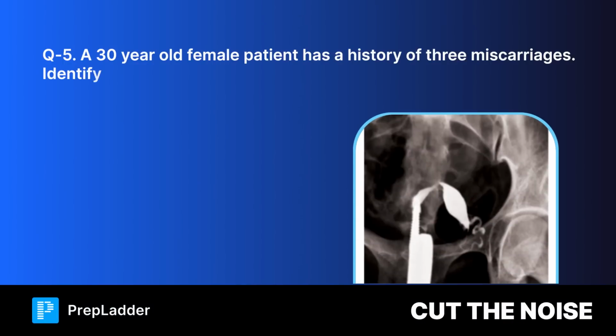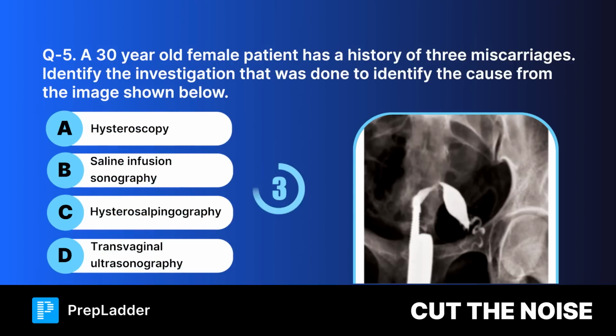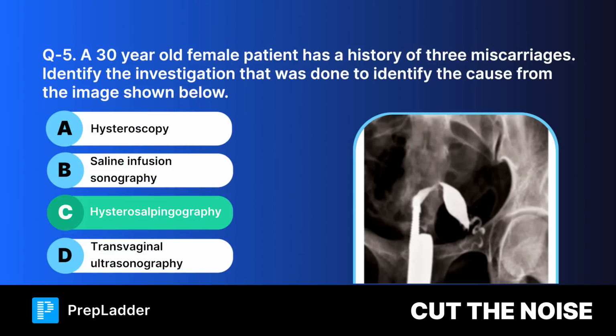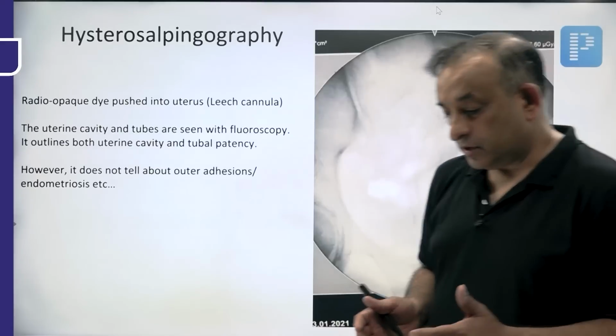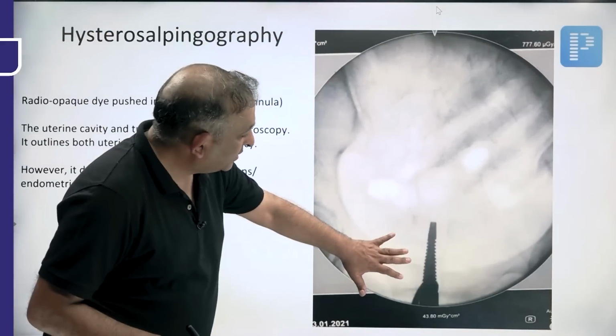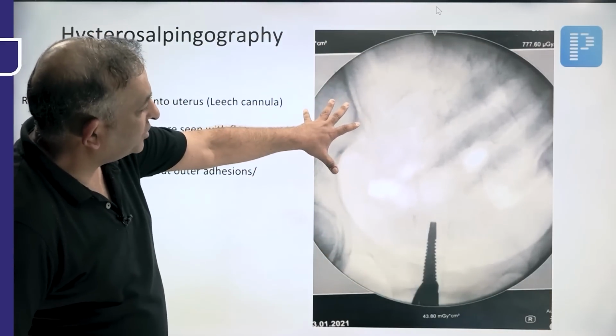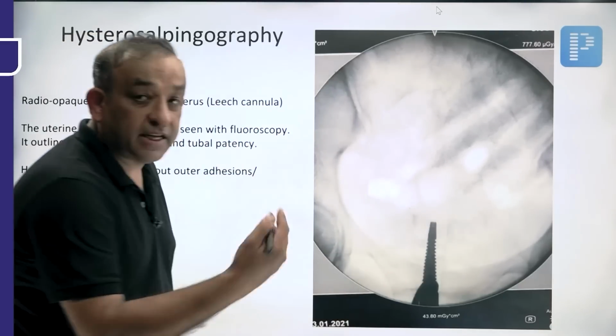Question 5. A 30-year-old female patient has a history of 3 miscarriages. Identify the investigation that was done to identify the cause from the image shown below. Your options are, and the correct answer is hysterosalpingography. Here's the explanation. When we do the hysterosalpingography, we put a Leech cannula into the uterus. This is a fluoroscopic picture of the pelvis of the lady, and I put a Leech cannula. This is the Leech-Wilkinson cannula.